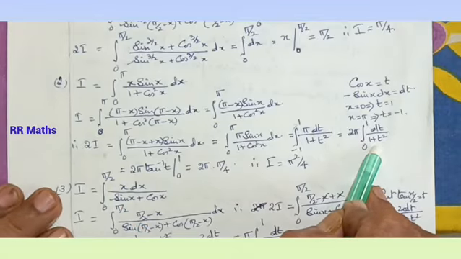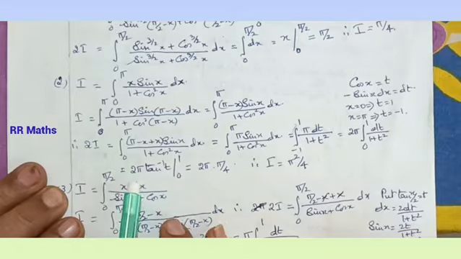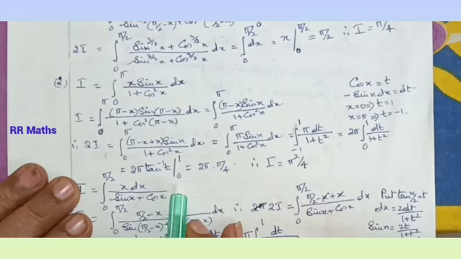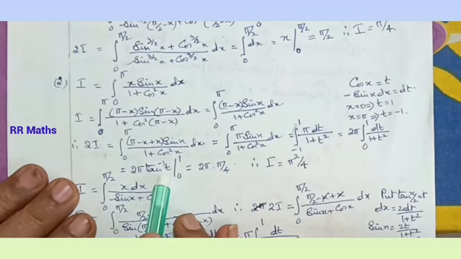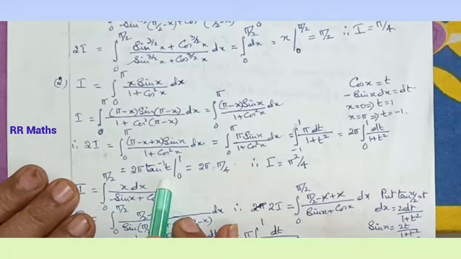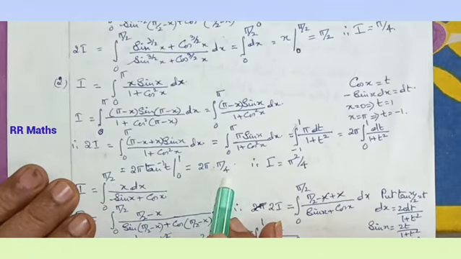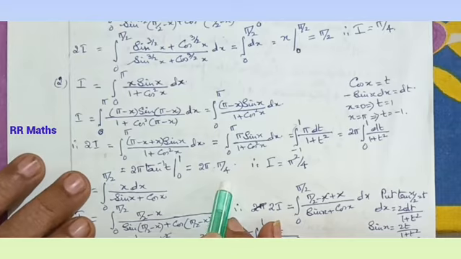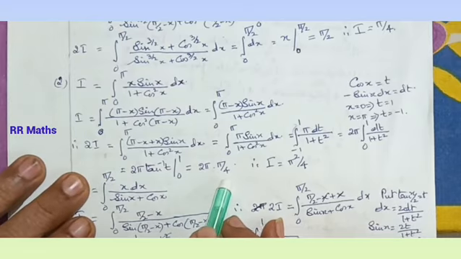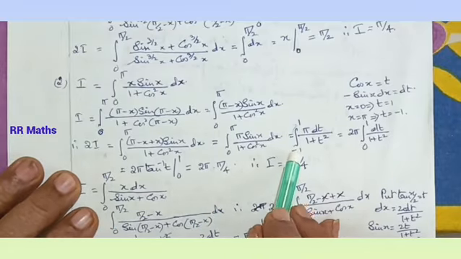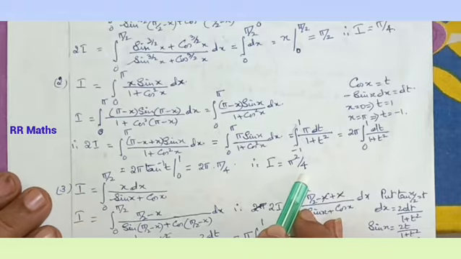Now integrating 1 by 1 plus t square, you get tan inverse t. So that gives you 2 pi tan inverse t, limits varying from 0 to 1. Upper limit gives you tan inverse 1, which is 45 degrees, that is pi by 4. Lower limit gives you tan inverse of 0, which is 0, and therefore this reduces to 2 pi into pi by 4. So 2 cancels, and therefore I reduces to pi square by 4, which is your final answer.